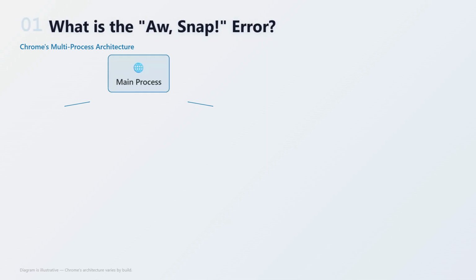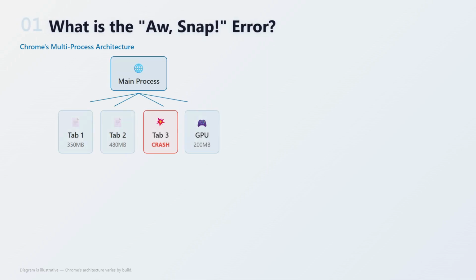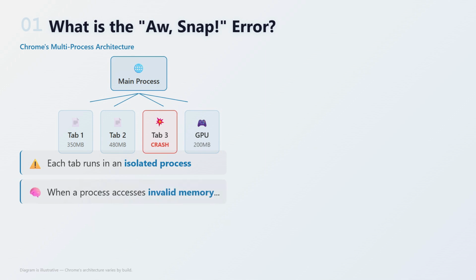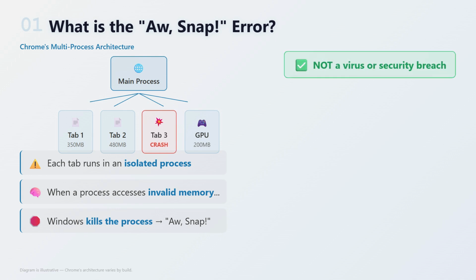The Aw Snap error means a Chrome tab process has crashed. Each tab runs in its own isolated process. When a process accesses invalid memory, Windows terminates it immediately. Don't worry, this is definitely not a virus.